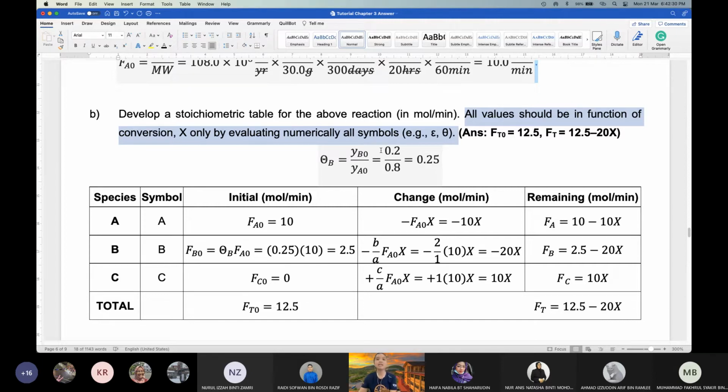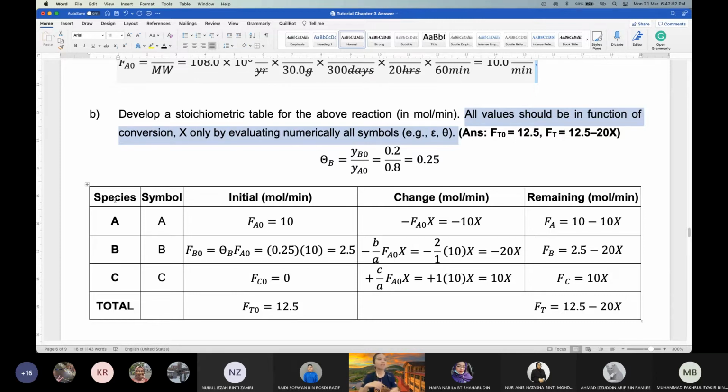Once you get your theta B, you can already do the table. This table I did not discuss because it is actually very straightforward. It is only difficult if you find FA0 wrongly, or if you do not find FA0. If you substitute wrongly, then you'll be wrong. The rest are still the same. So I skip the stoichiometric table part. You should be able to do this by yourself.